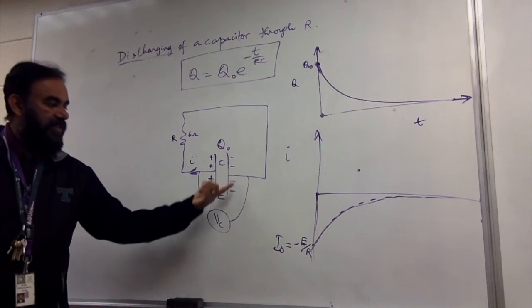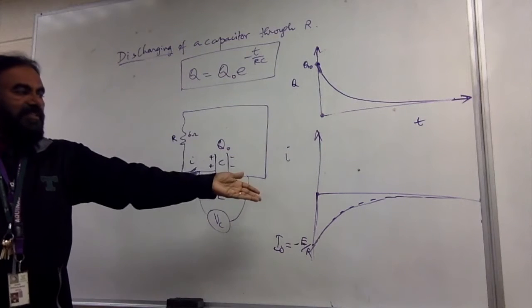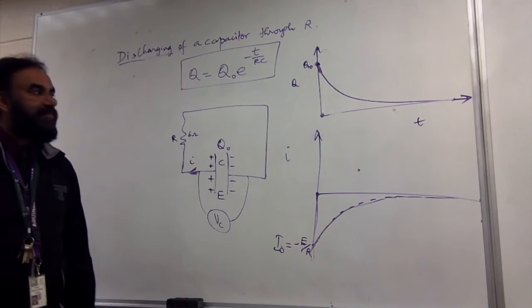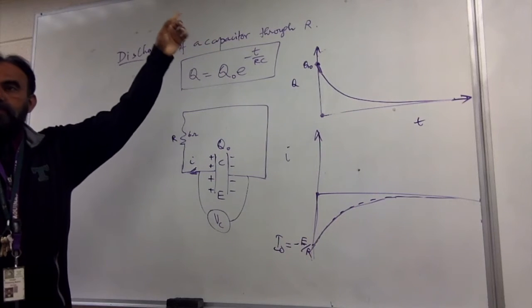So the voltage across here initially is the highest, so just like that. So all the three graphs are basically going to be exponential of this type. There's only one graph that goes like this upward, which is the charging graph.